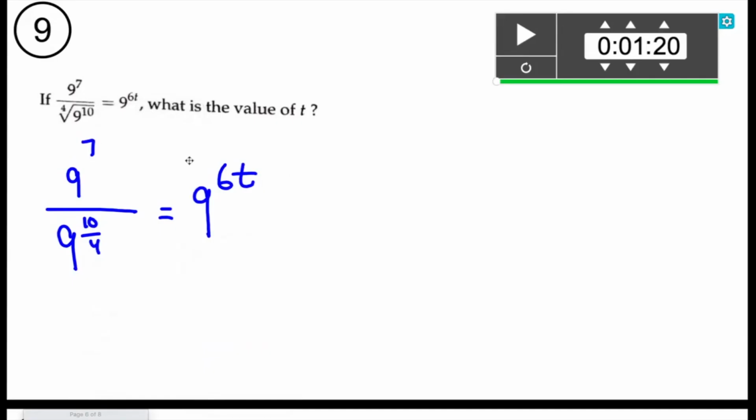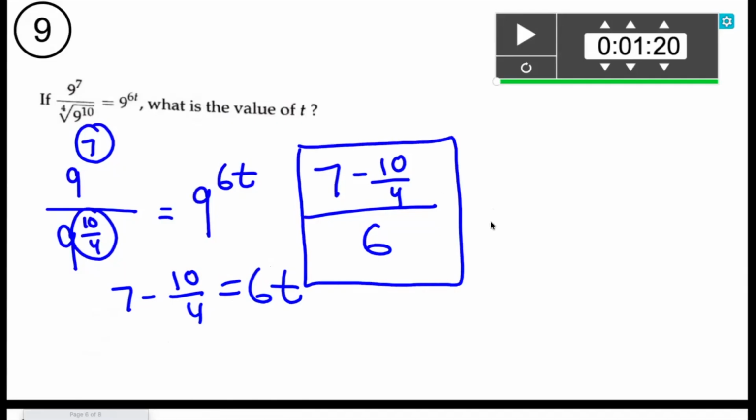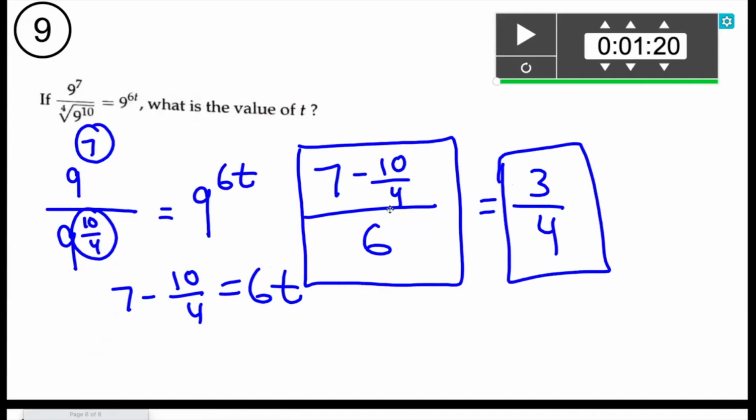you could kind of do this in Desmos. You could just do 7 minus 10 fourths and then divide the whole thing by this 6. Because what we're doing is we're subtracting our exponents, and then that equals this exponent over here. So then we're dividing by 6. If you were to throw this whole thing into Desmos, you could let it do the math for you, you would get 3/4. But certainly you could reduce this to 5/2 and just do the math out. But this could be a quick way to just plug it all in.